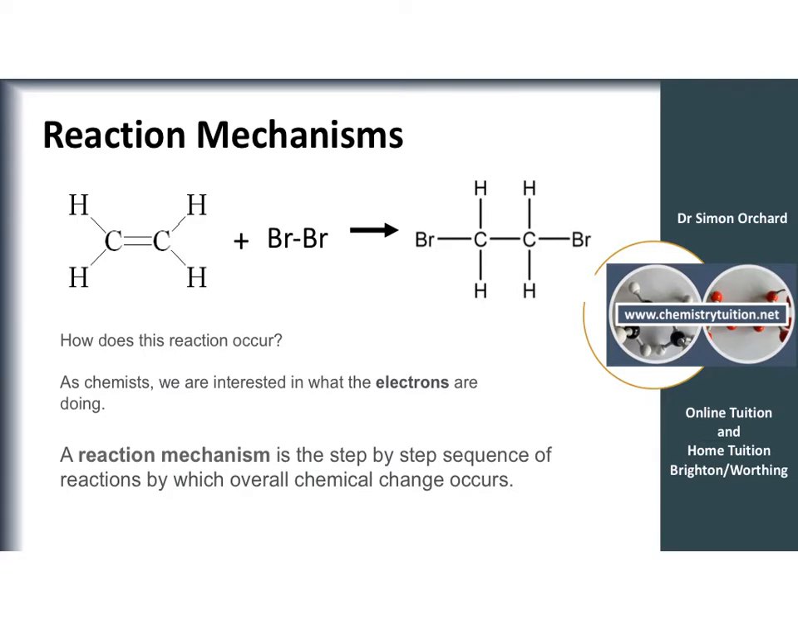So to understand what we mean by reaction mechanisms, let's have a look at this reaction. We have ethene reacting with bromine to produce 1,2-dibromoethane. You look at this reaction in more detail when you come to do the alkenes, but let's think about how this reaction could actually occur. As chemists we're interested in how the electrons are rearranging themselves. So a reaction mechanism will show us a step-by-step process by which the two molecules on my left become the product. So let's have a look at one example and think, is this going to be realistic?